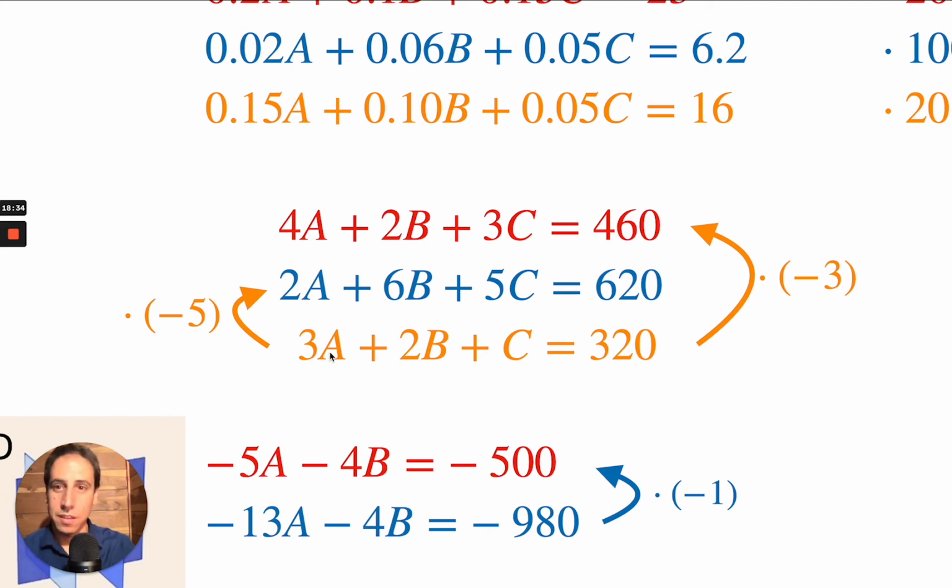And then this gold equation times negative 3 will give you, let's see, 3a times negative 3 is negative 9a plus 4a is negative 5a. 2b times negative 3 is negative 6b plus positive 2b is negative 4b. c times negative 3 is negative 3c plus 3c gets eliminated. There's no c in the new red version right here. It's just, we don't write it. 320 times negative 3 is negative 960 plus 460 is negative 500.